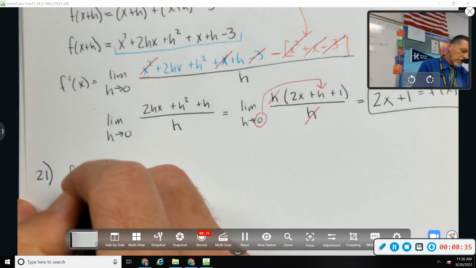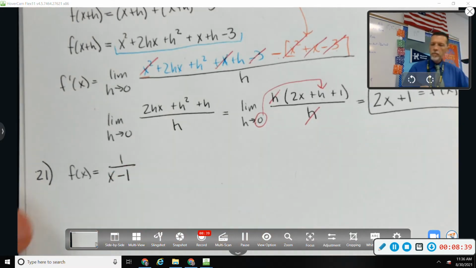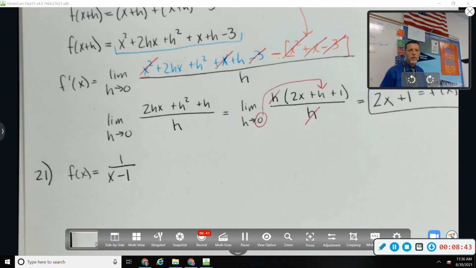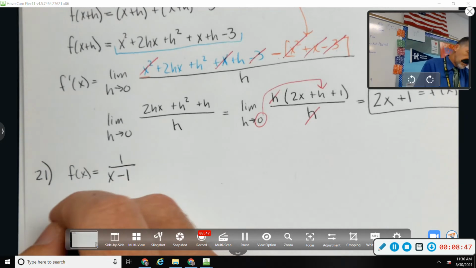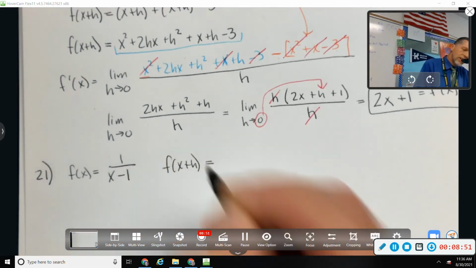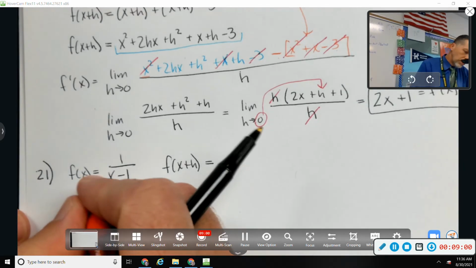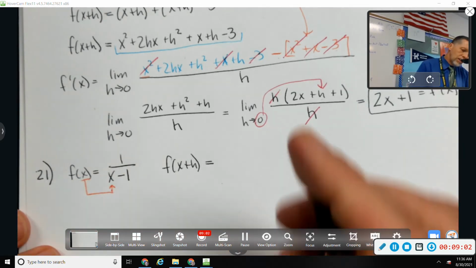Number 21. f of x equals 1 over x minus 1. Same instructions. Find the derivative using the limit process. So I first need to find f of x plus h. It's pretty easy for this one. Wherever there's an x, in goes x plus h.